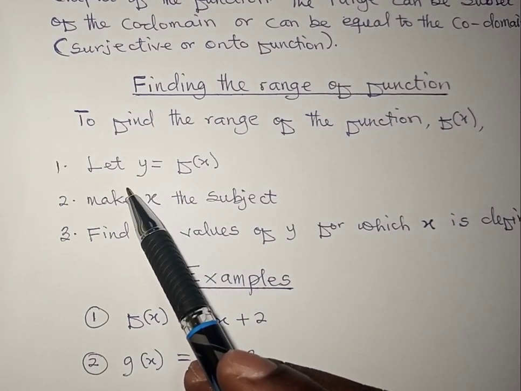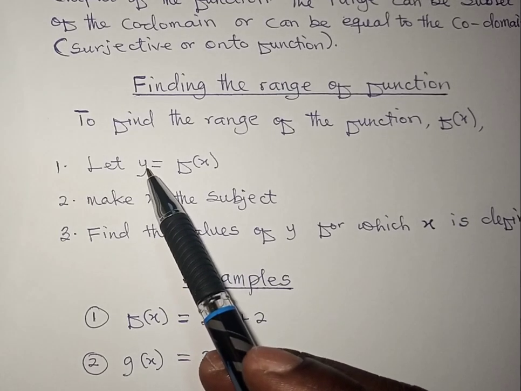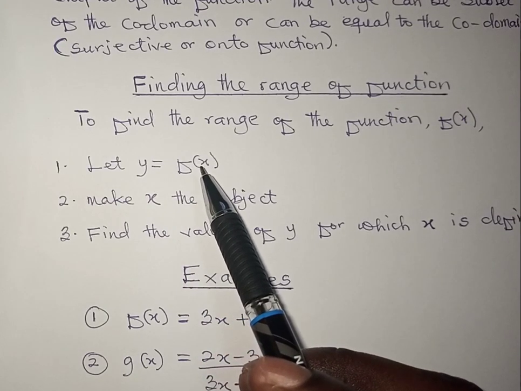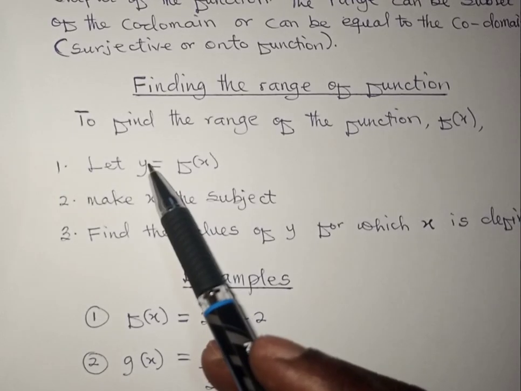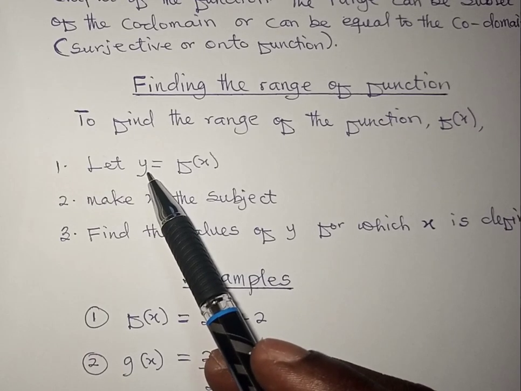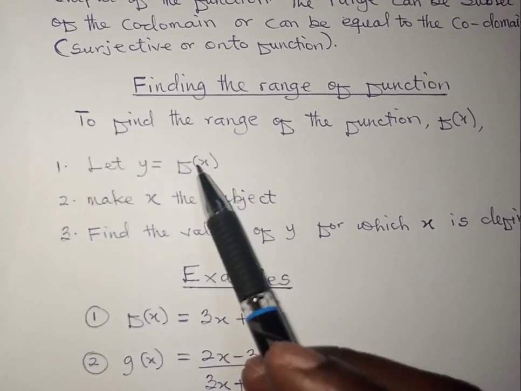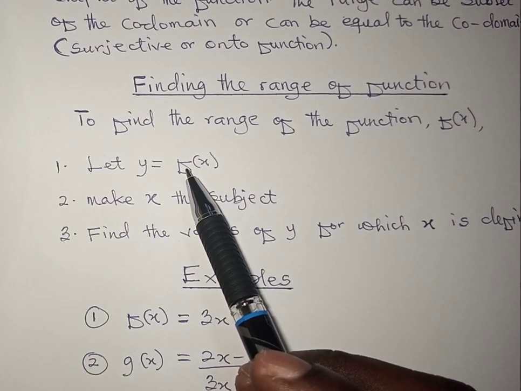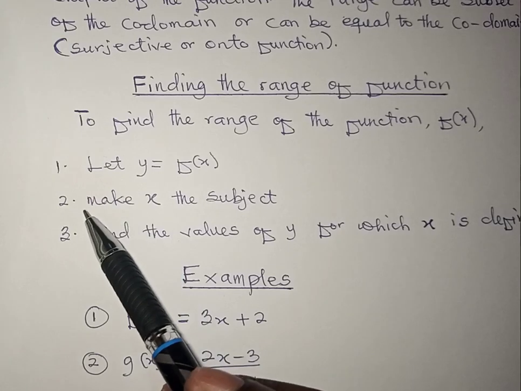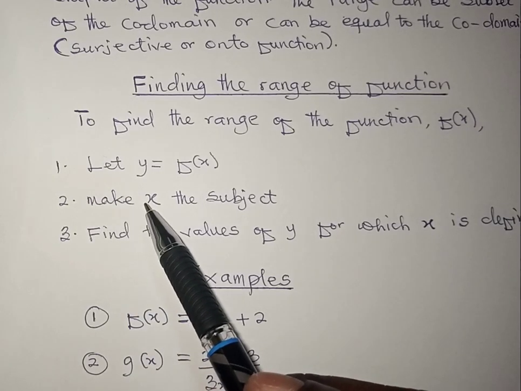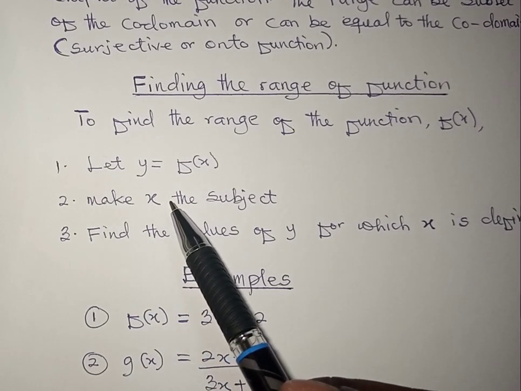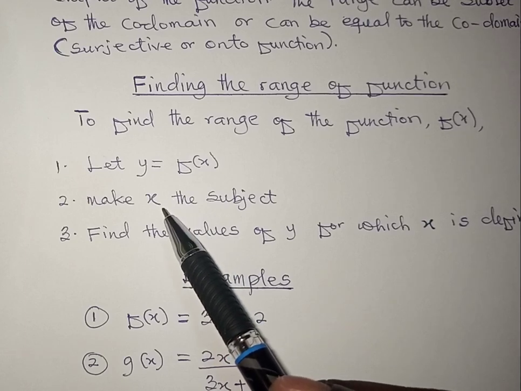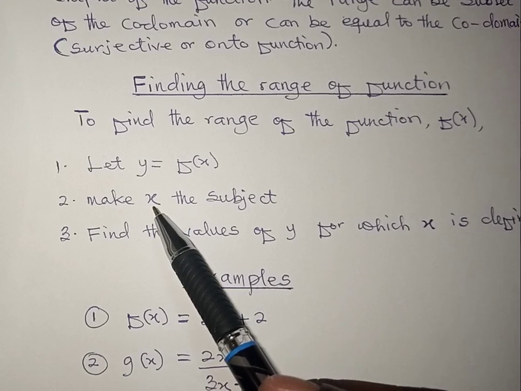To find the range of a function, let's say f at x, first you let y be the f at x, the function given. The y here also represents the entire function, and that is the codomain. After that, our next step is that you make x the subject, the independent variable the subject.